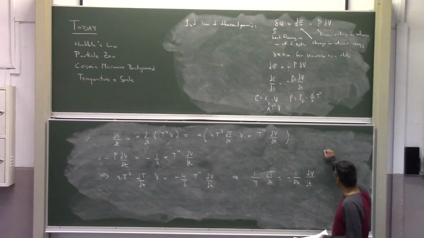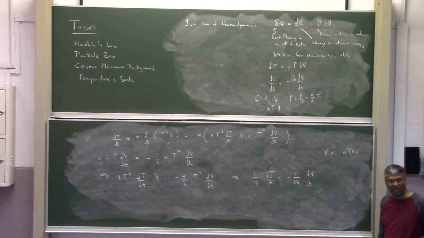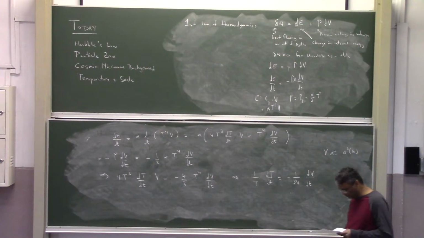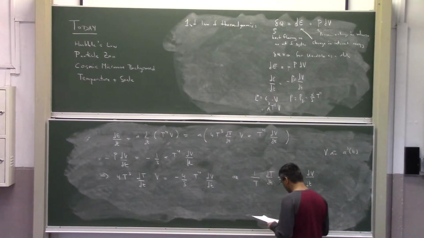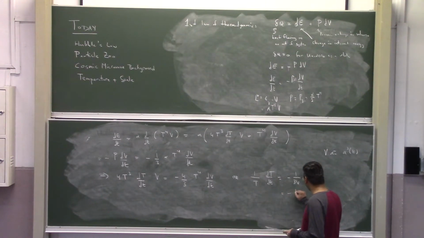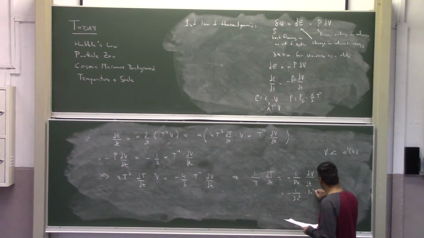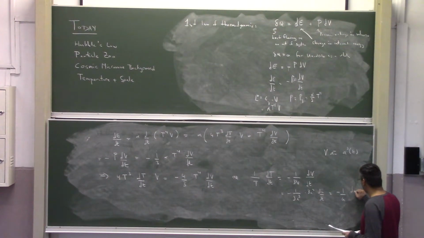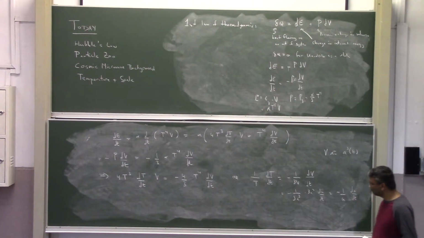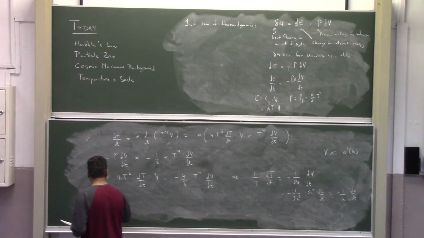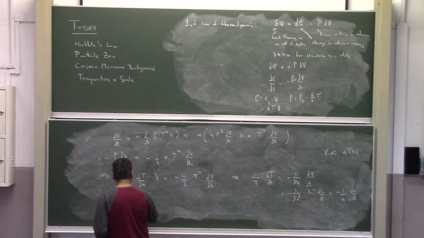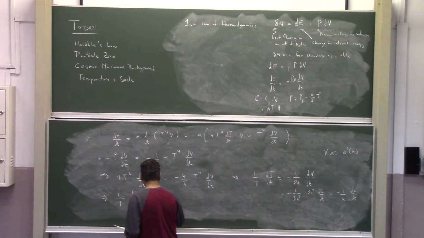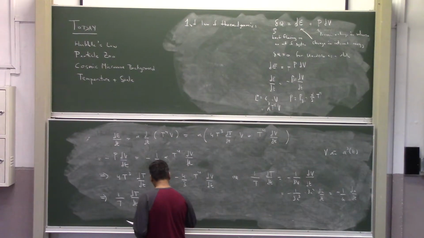So V is proportional to a cubed of t, since a is a scale factor, and we're looking at a volume. So 1 over 3V dV/dt is 1 over 3a cubed times 3a squared da/dt, which is 1 over a da/dt. So then we have 1 over p dp/dt is minus 1 over a da/dt.